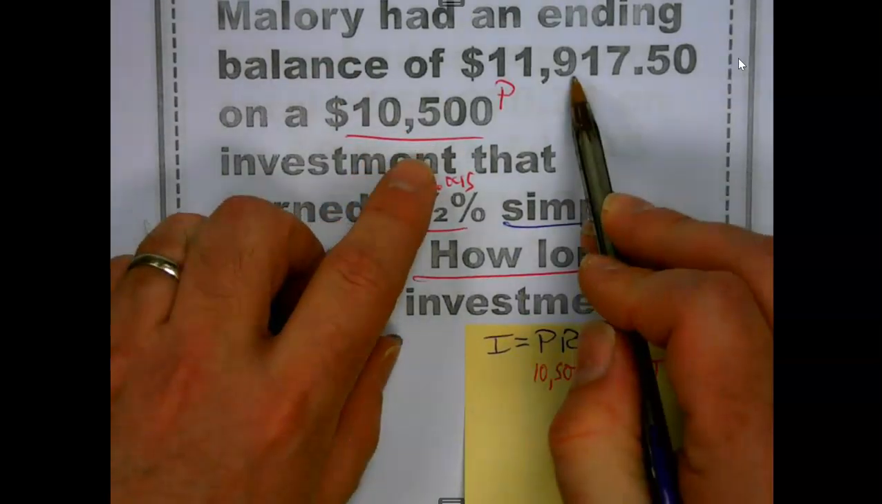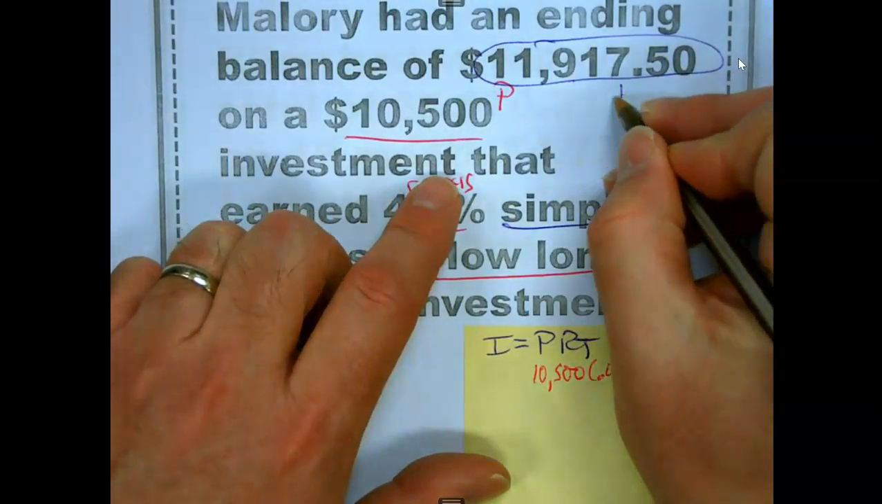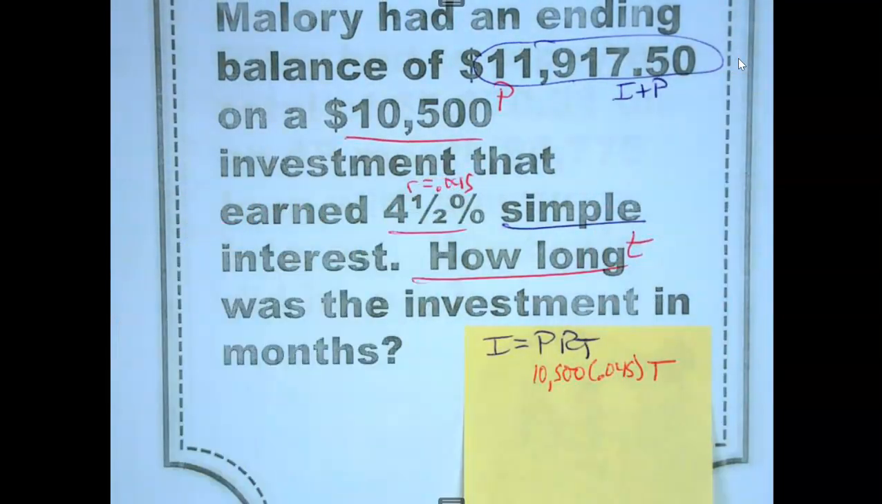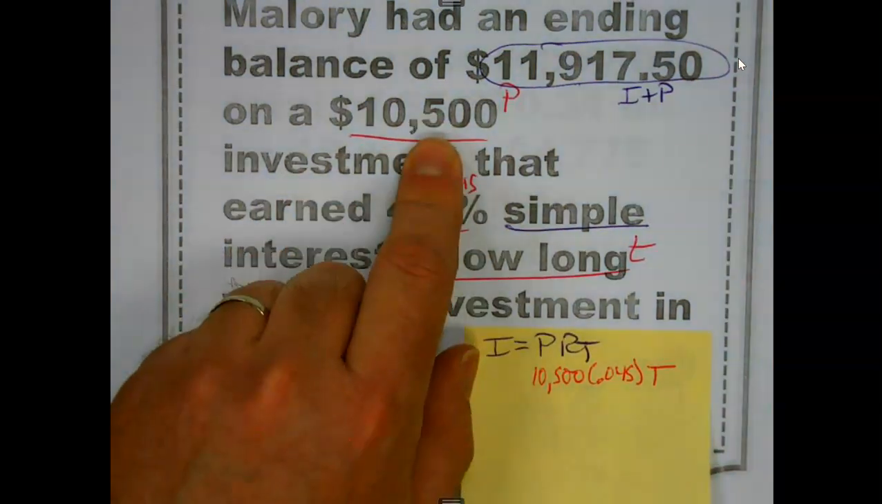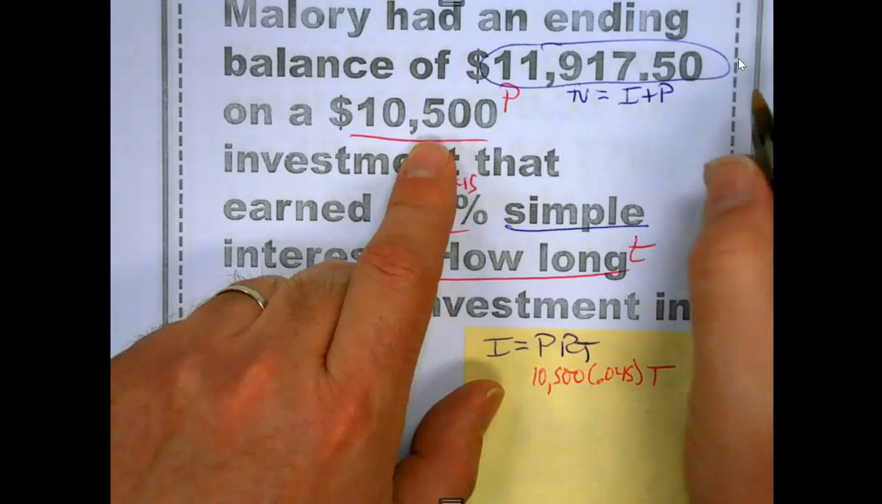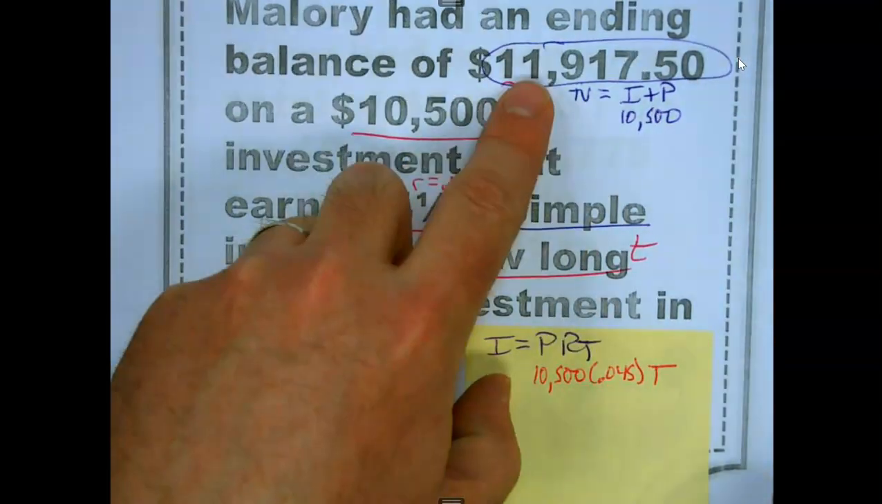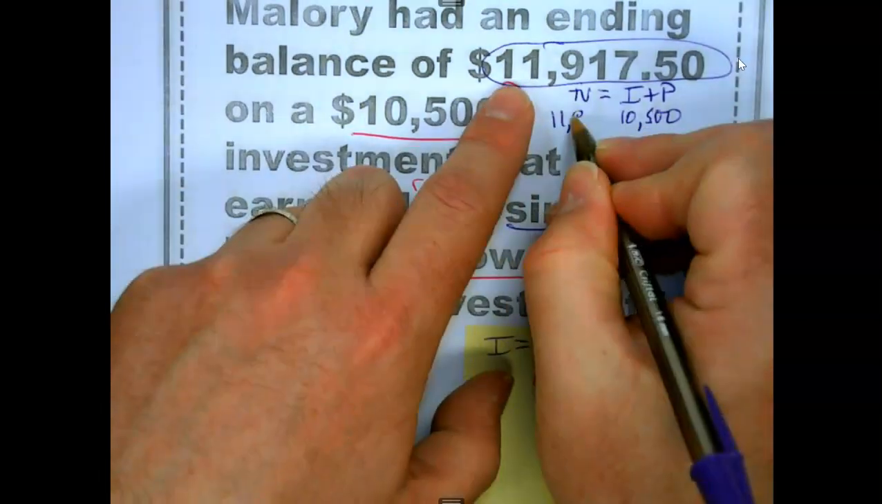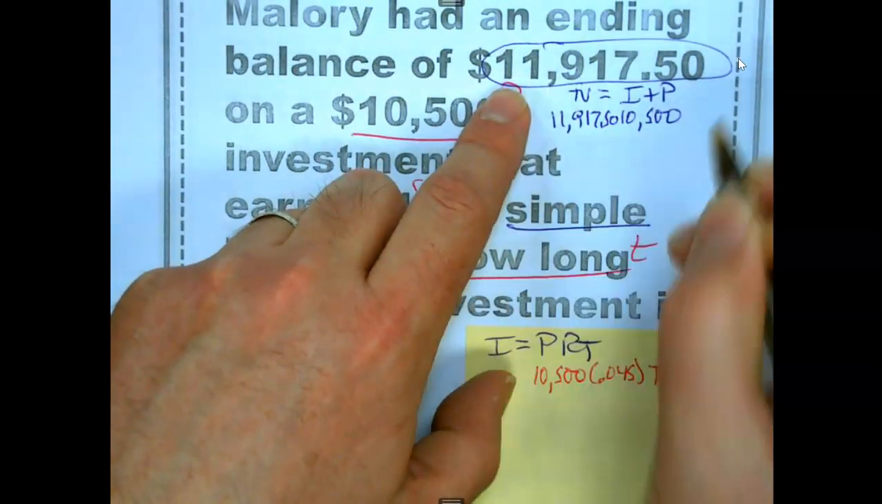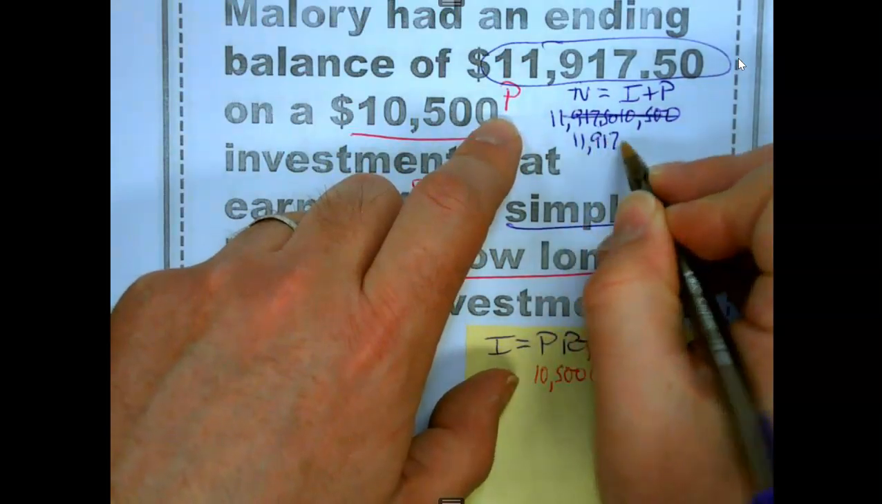If this is what I ended with, the ending balance, that's your interest plus your principal. Well, I know what the principal is. So if I know the principal and I know how much I had at the end, this is kind of what I'd be, oh geez, that is so smashed. Let's fix that.